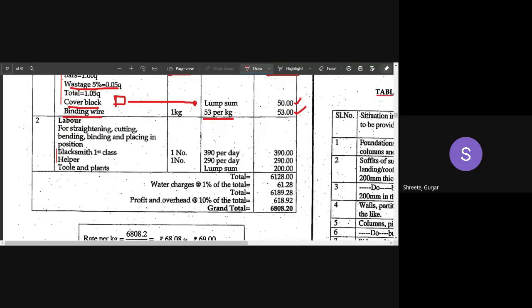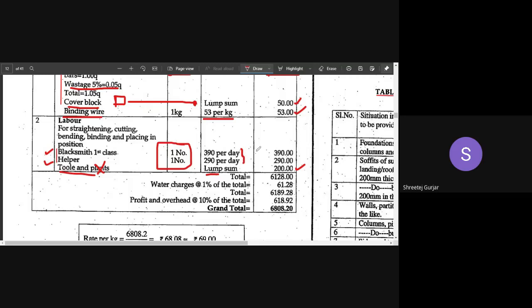So for these we need a blacksmith. First class blacksmith is required, and also a helper is required. For per quintal we require 1 blacksmith and 1 helper, so keep this in mind. Tools and plants, lump sum quantity we will take as 200. No plants are required, only some tools are required. So you can take 200 rupees as lump sum quantity that is required for tools. Okay, they are labor wages.